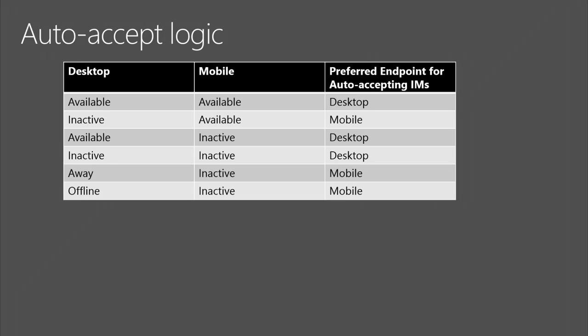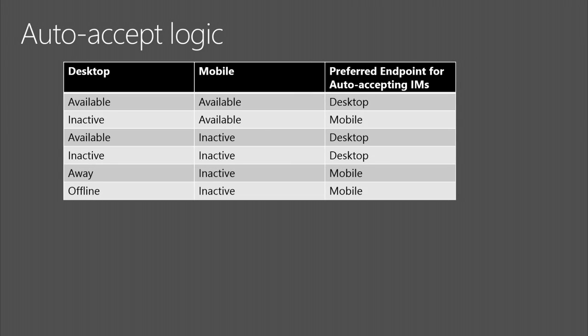So let's say the user is signed on to desktop as well as mobile, has these present states. If it's available on both, our preference is to have the desktop auto accept, because if it's available on desktop, then we have to assume that the user is in front of the desktop. So the auto accept would actually prefer desktop. So these are the different present states, and you can see what our preference logic is there.